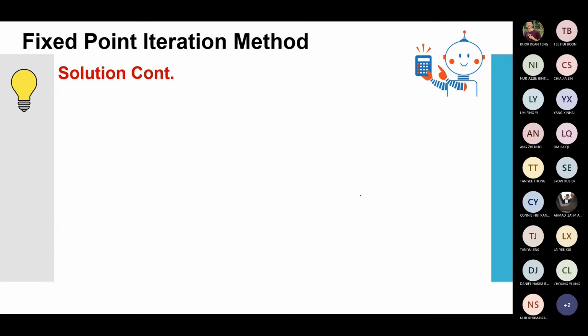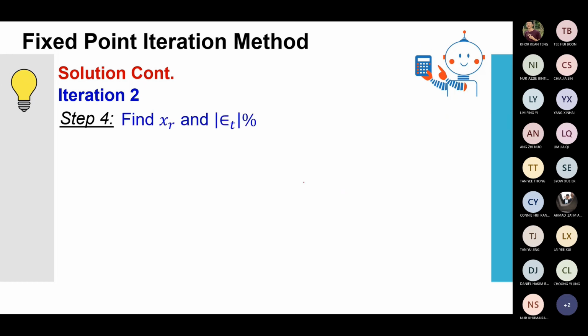Next, that is iteration 1. So now we go to iteration 2. Remember that we go to step 4. Again, we need to find the new XR, and then we need to look for the approximation value. So we need to change this.